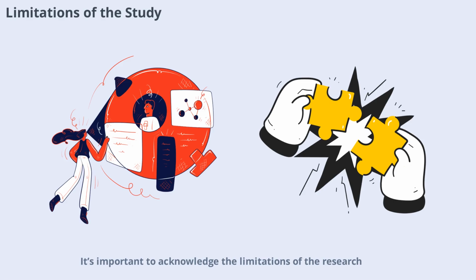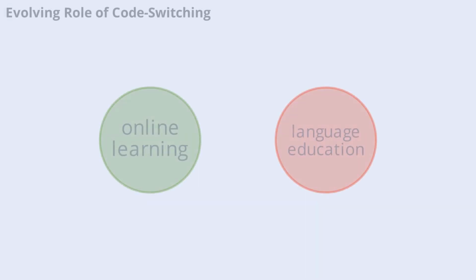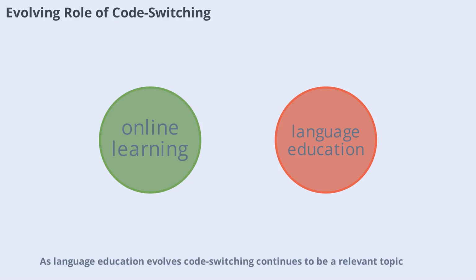It's important to acknowledge the limitations of the research. The sample size was relatively small, with only 52 teachers participating. Audio recordings were limited and conducted at the end of the training course, which may have influenced results. Expanding the study to include more classrooms and diverse student levels could provide a more comprehensive understanding of code switching's role in ESL instruction.